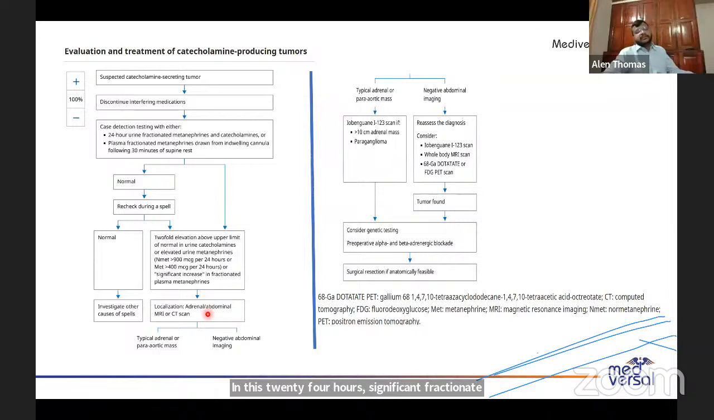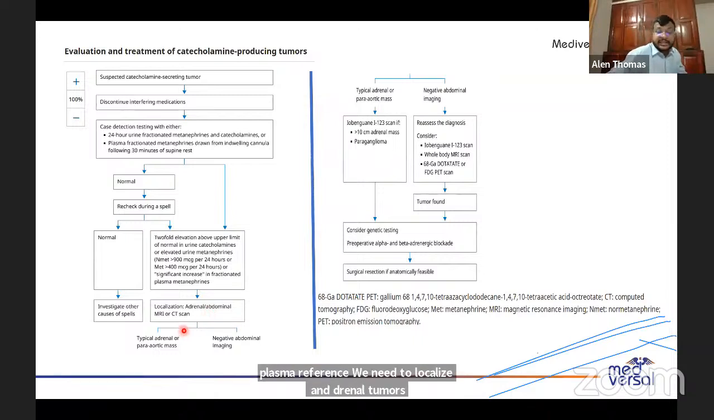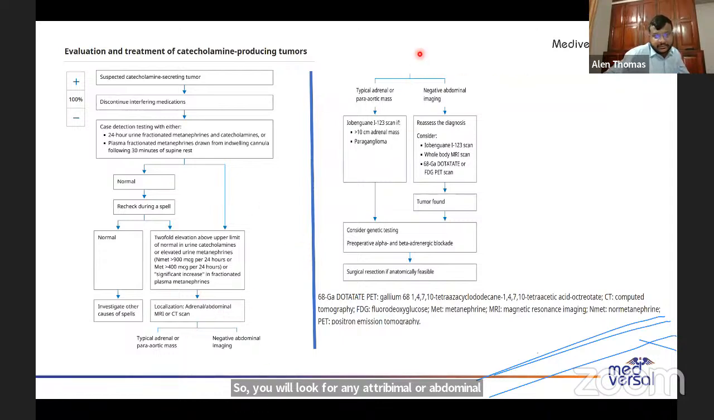We need to localize adrenal tumors. So you look for any adrenal or abdominal MRI or CT scan. If a typical adrenal or para-aortic mass is present, then you need to plan for an iodine-123 MIBG scan, that is your I-123 scan, if it's a mass greater than 10 centimeters, or there's a paraganglioma. If it is negative, then reconsider the diagnosis. However, based on the clinician's judgment, you can always do a whole body MRI scan or DOTA PET.